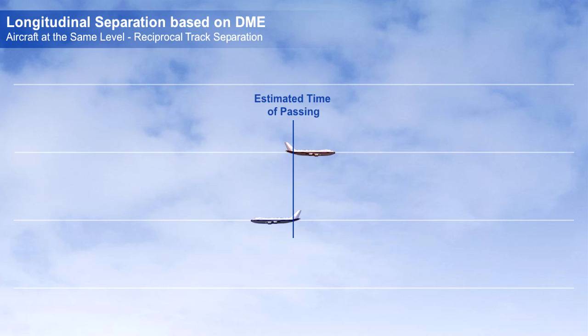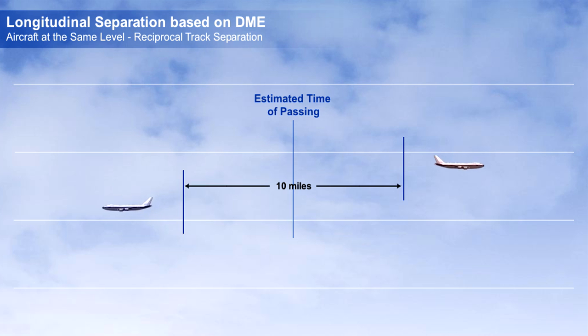Aircraft using on-track DME may also be cleared to climb or descend to or through levels occupied by other aircraft using on-track DME, providing that it has been positively established that the aircraft have passed each other and are at least 10 miles apart.